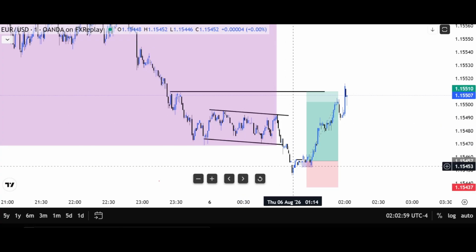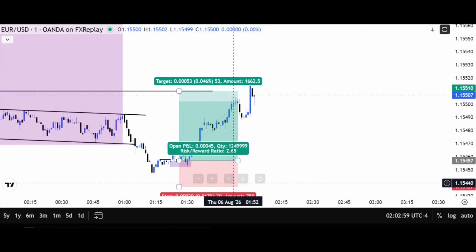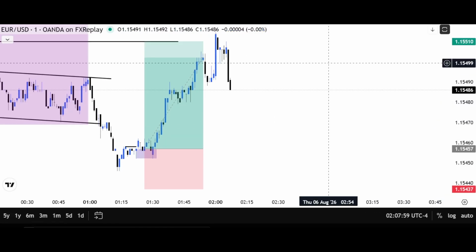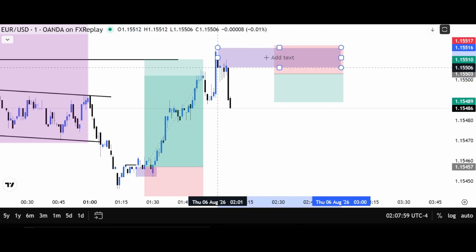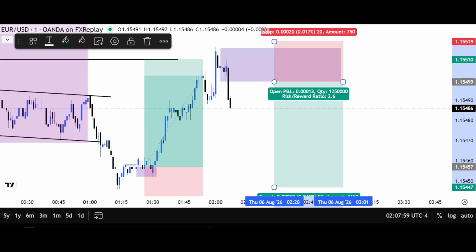Price took liquidity to the downside, then took liquidity to the upside. Now we are expecting price to go lower. Let's look for a change of character to the low. This is our first change of character. Take the whole zone. Actually, the whole zone is like this. 2 pips stop loss, same thing.